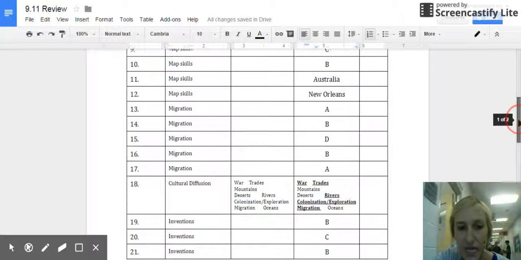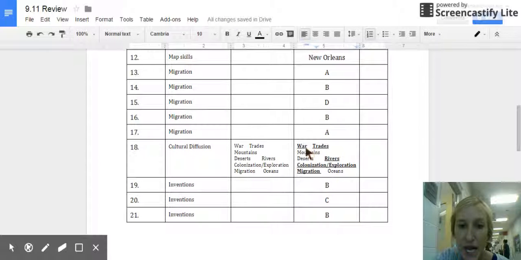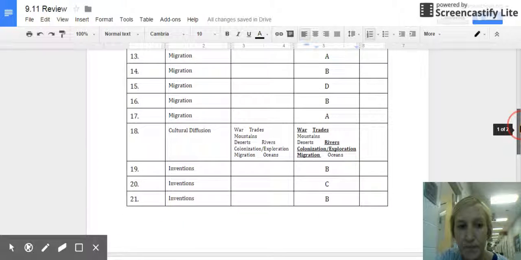For question number 18, I bolded and underlined the ones that you should have circled. So those are the examples of cultural diffusion, or something that creates cultural diffusion, which are war, trade, rivers, colonization, exploration, and migration. So those should be circled, whereas mountains, deserts, and oceans should be X'd.